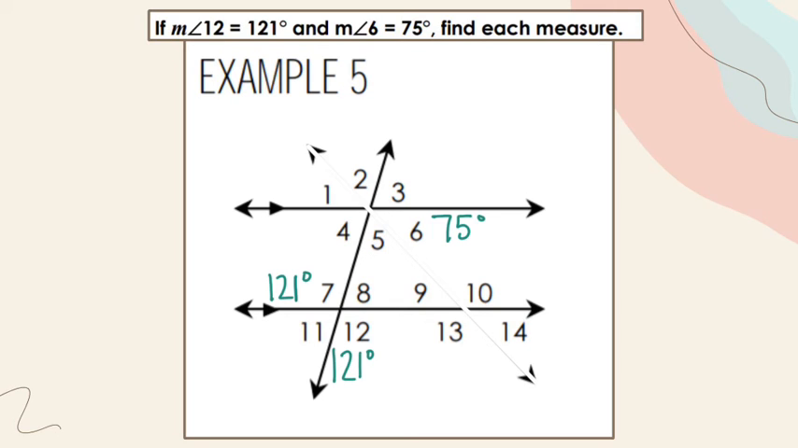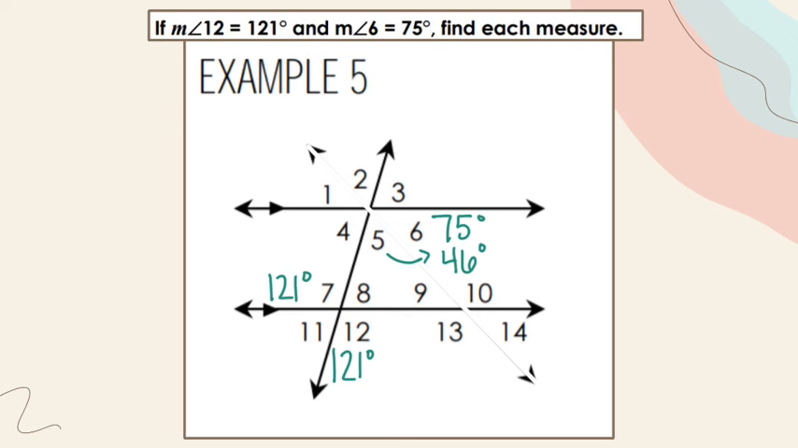That means that these would add up to 121. So since we know 75 degrees is angle 6, we can say 121 minus 75 gives us 46. So angle 5 is going to be 46 degrees.